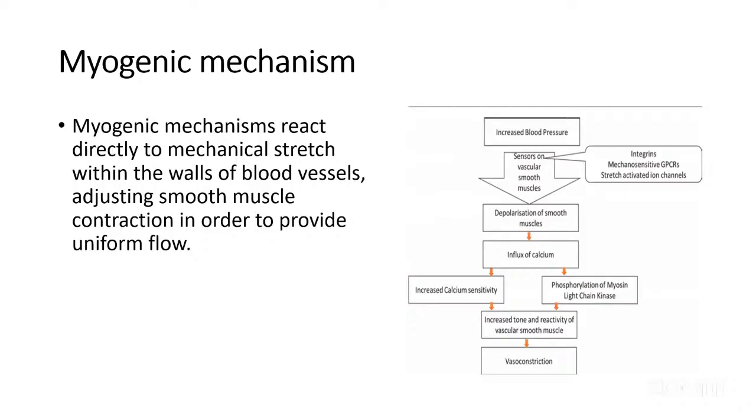So if there is an increased blood pressure, there is a depolarization of the smooth muscle that causes influx of calcium, and that leads to increased calcium sensitivity as well as the phosphorylation of the myosin light chain kinase. These two things lead to increased tone and reactivity of the vascular smooth muscle and cause vasoconstriction. So increased blood pressure, depolarization of smooth muscle leads to vasoconstriction and helps maintain the cerebral blood flow.